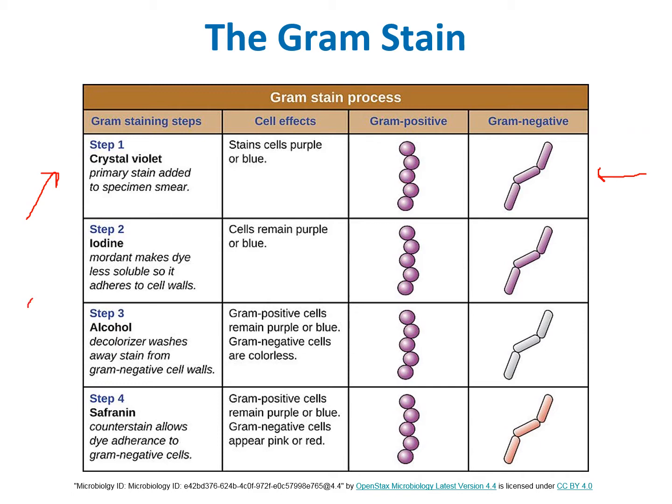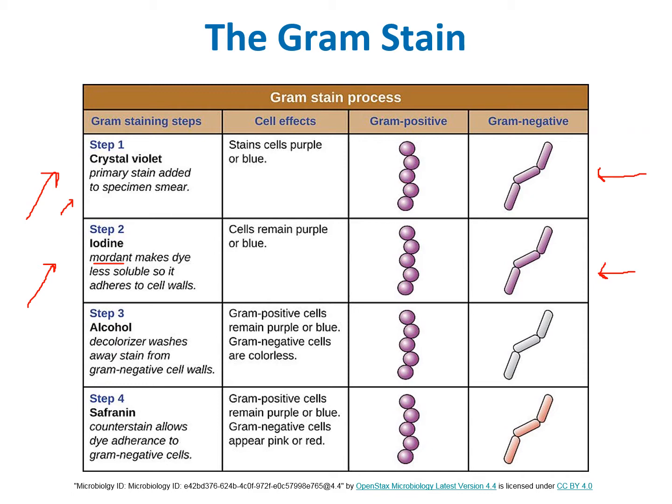Next, we add another chemical called Gram's iodine. Gram's iodine is what is called a mordant. Mordants increase the ability of the first stain to stick to the cells. In this case, the iodine binds the particles of crystal violet, making them a bit larger and harder to wash out of the cell. But at the end of this step, all cells are still purple.